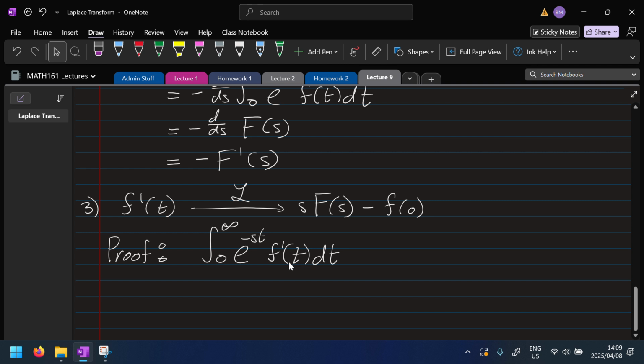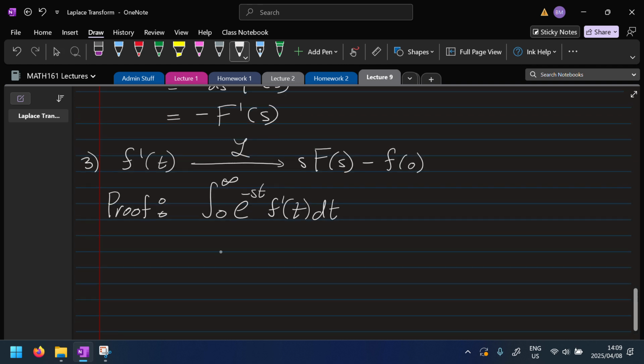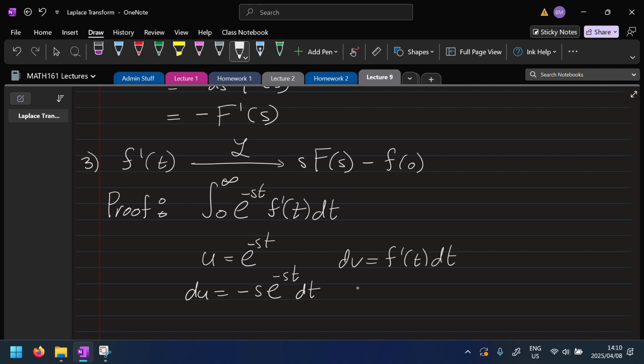In order to do that, we can use integration by parts. So we can say u equals e to the minus st, and dv is everything else, so f prime of t dt. Because if dv is this, then v will be f, which is what we need for the Laplace transform. So du will be minus s e to the minus st dt, and v will just be f of t. The derivative and the integral cancel out, and we are just left with the function back.